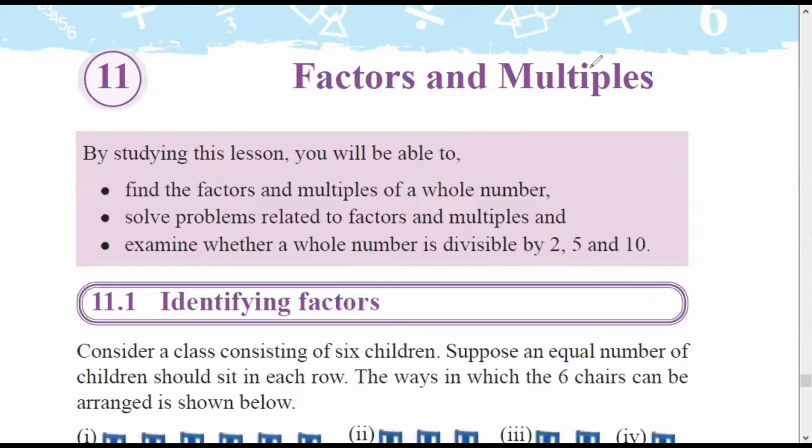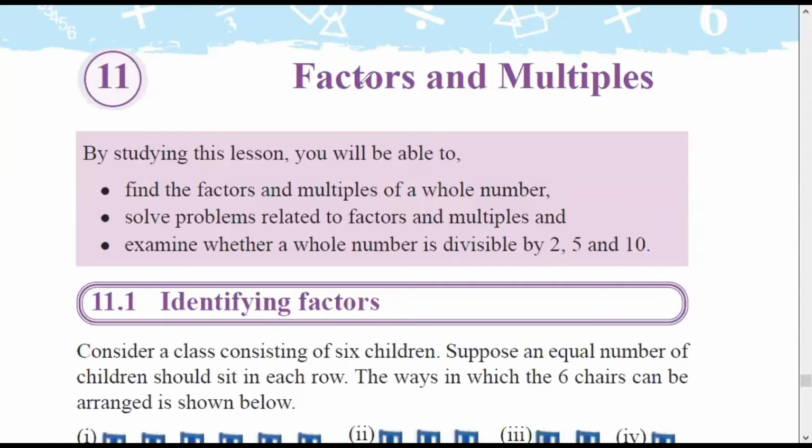Okay, today we are going to start the last unit of the first book in your textbook. You know, there are two parts, first part and second part. Today we are going to do the last unit of the first book. That is unit number 11, factors and multiples. Very, very important unit. Factors concept, very important.